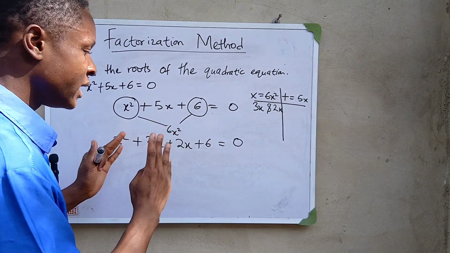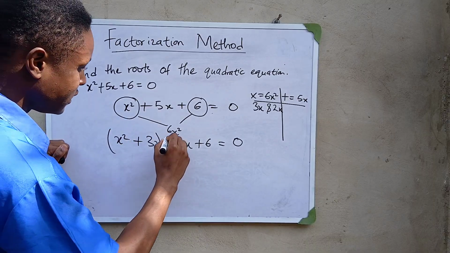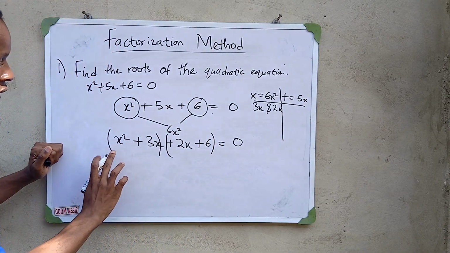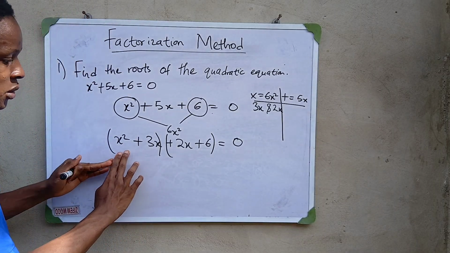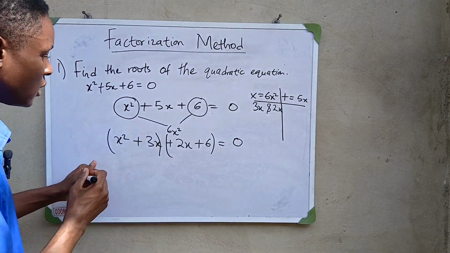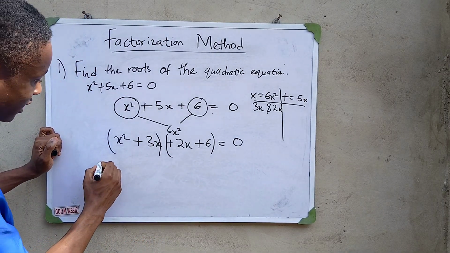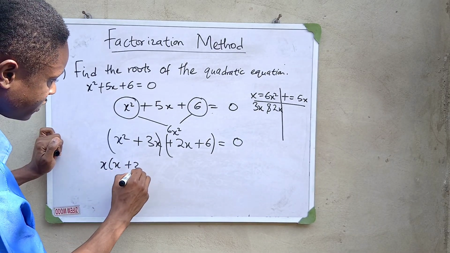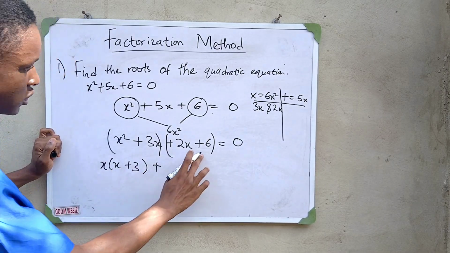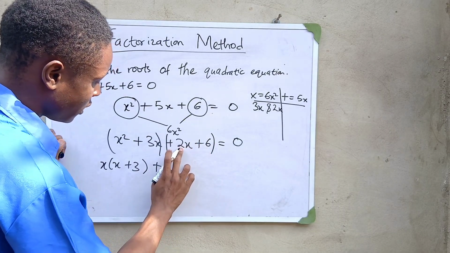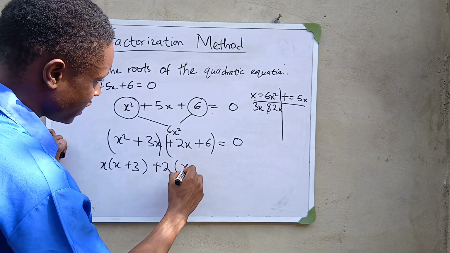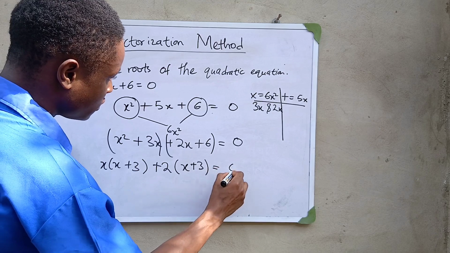Now we can put them in pairs. We have this and we have this. As you have put them in pairs, it's now easier for us to factorize. We'll factor out what is common here and what is common here. What is common here is x. We'll have x into x plus 3, plus what is common here is 2, because 2 can go here and 2 can go here. So we have plus 2 into x plus 3 is equal to 0.